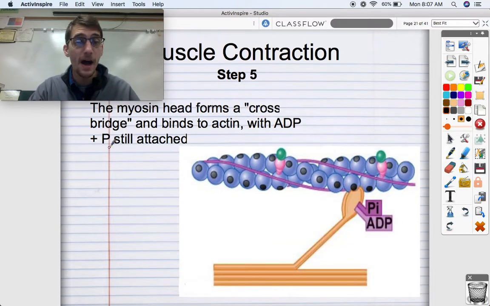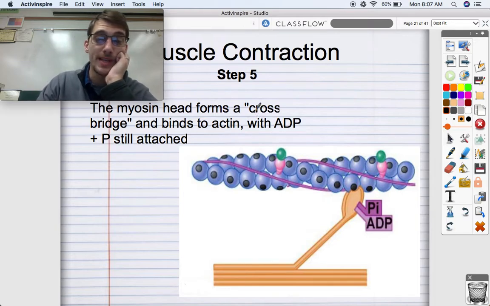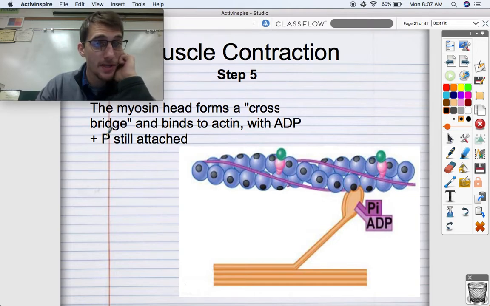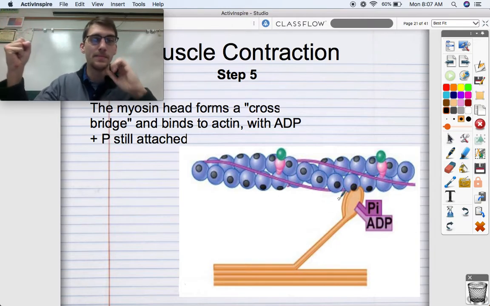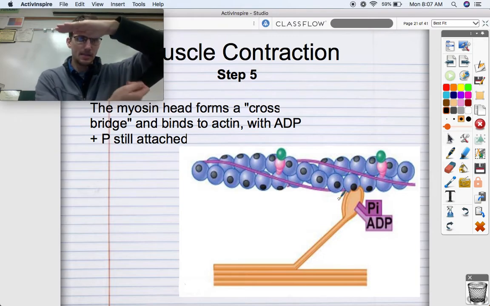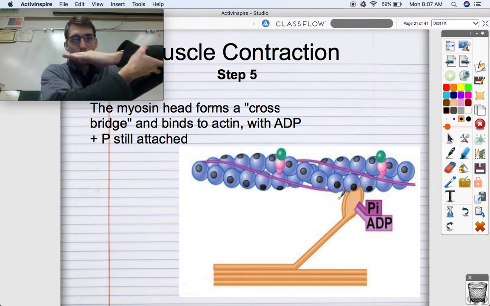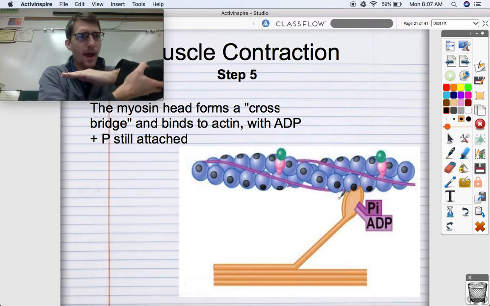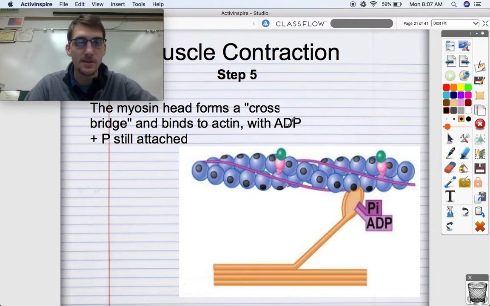And then step 5, the myosin head, as we call it, forms a cross bridge and binds to actin with the ADP and an organic phosphate, the P, still attached. So we use that energy, and that golf club shaped filament, or the part of the myosin, reaches across and binds to actin. If this is actin, this is myosin. Myosin is going to reach across and grab onto actin with the help of ATP.